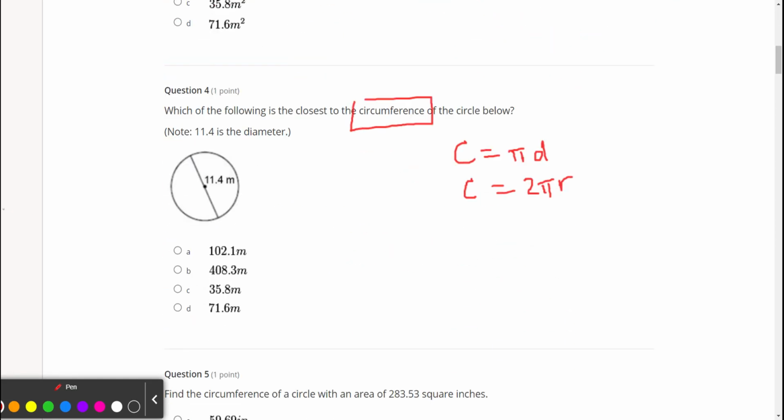And then question number 4, I bet, is correct the way it is. So let me go look. Yeah, question number 4 is coded correctly. 4 is asking for the circumference. So what's the circumference? That's 2 times pi times 5.7.